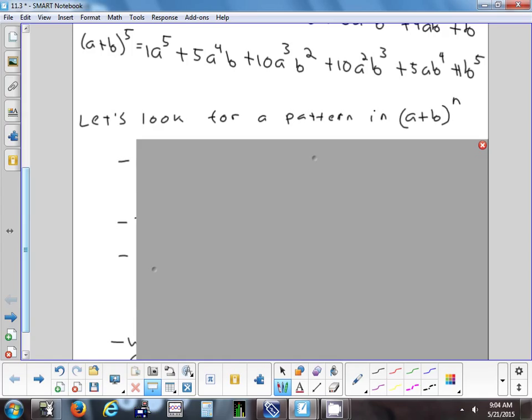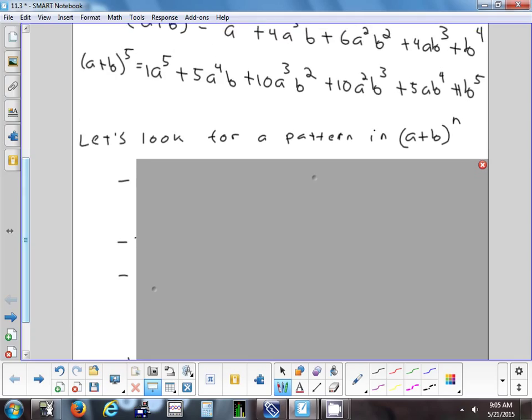How about the b's? It increases by 1 going down? The first one is like b to the 0, then b to the first, b to the second, b to the third, and so on. So the exponents on b are going up by 1. What else? What do you notice if you add the exponents? All the exponents on each term individually. I mean, there's only 2 exponents per term.